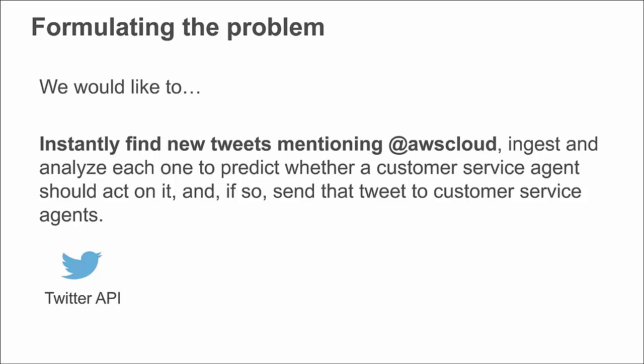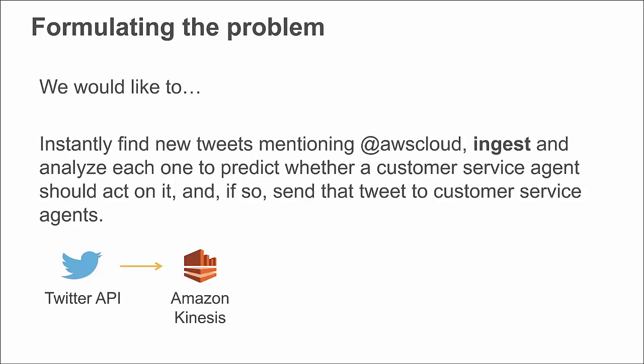Finding new tweets mentioning AWS Cloud, of course, we have to go to the authoritative data source here, which is Twitter, and Twitter has several APIs that we can use to retrieve tweets as they appear. To ingest these tweets as they come in, we'll use Amazon Kinesis, a real-time scalable data processing service, and we'll use it to bring our tweets into AWS Cloud.